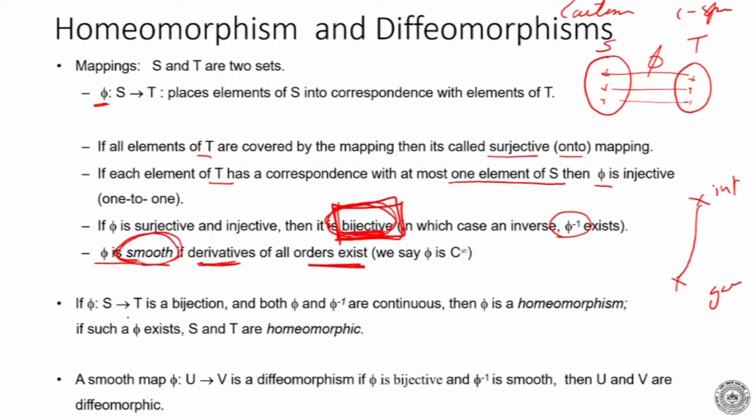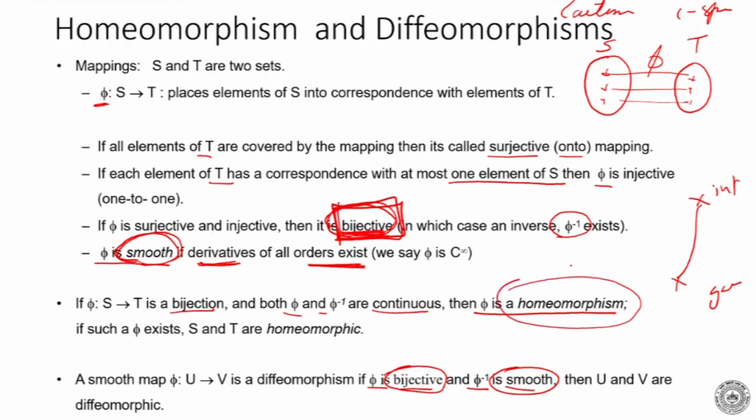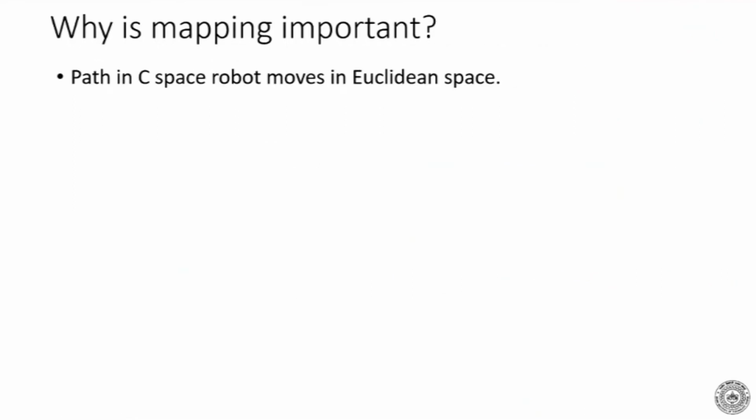If phi from S to T is a bijection and both phi and its inverse are continuous, then phi is a homeomorphism. But one step ahead of that, a smooth map from U to V is a diffeomorphism if phi is bijective and phi inverse is smooth. This is even more important. Then U and V are diffeomorphic. So we are looking at two terms, homeomorphism and diffeomorphism, and it basically has to do with bijective mapping which is smooth. If it is bijective, the inverse exists. If it is smooth, it is continuous. Both of these are important when we are going from one space to another space.